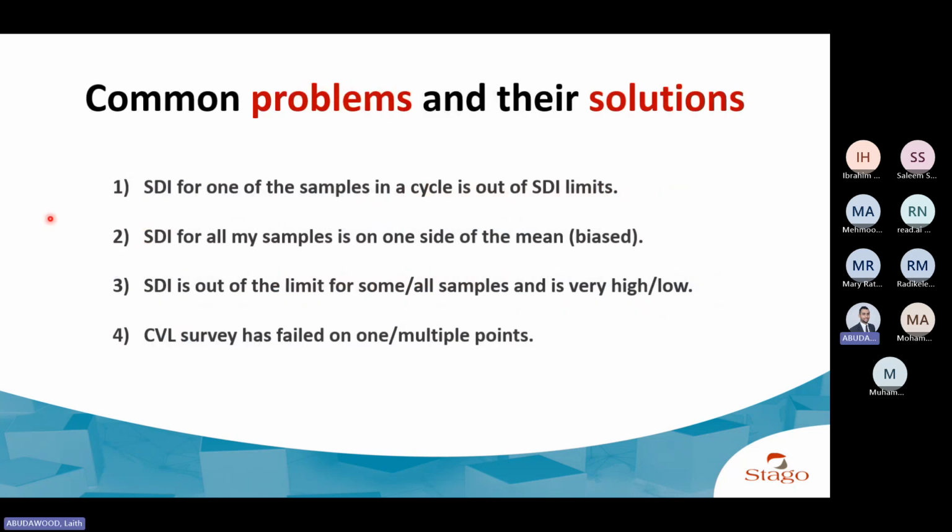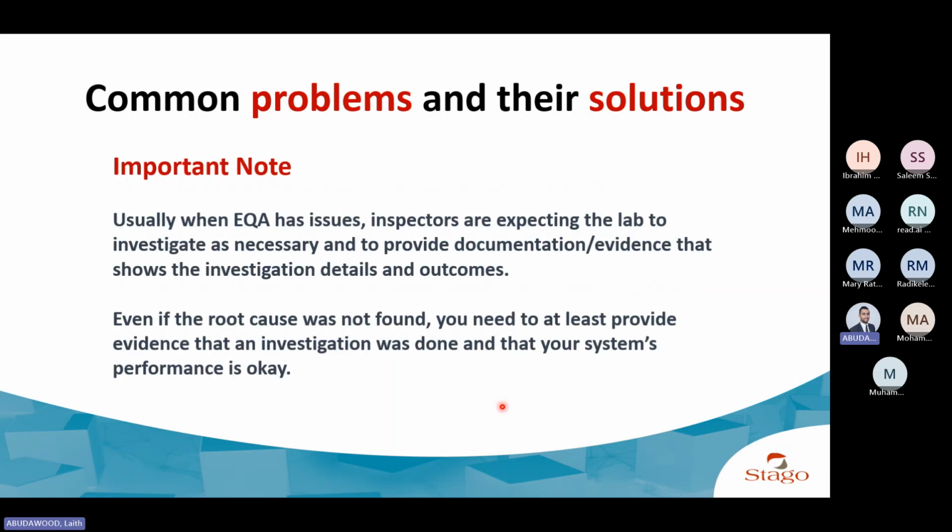Okay, so what are the common issues that you might face when you're doing the EQA part, either the regular samples, the proficiency testing, or the CVL ones? So we have: your SDI for one of the samples in a cycle is out of the SDI limits. I'll explain the details. SDI for all your samples is biased. SDI is completely out of the limit. The results are way too high or way too low. And finally, the CVL survey has failed on one or multiple vials. Because remember, with the CVL survey, you usually get multiple vials. So let's start with issue number 1. But before we start with any of this, I have a couple of slides with important notes.